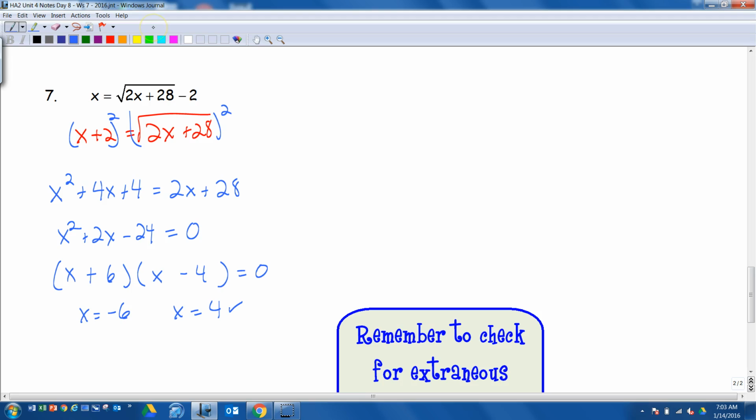Negative 6. Right away, you should be able to see that this probably doesn't work. Let's see, though. Negative 6 times 2 is negative 12. So plus 28, you get a 16 here, right? And the square root of 16 is 4. 4 minus 2 is 2. 2 does not equal negative 6 when we put in a negative 6 for x. So negative 6 is not a solution. So my final answer would say that 4 is a solution and negative 6 is not.